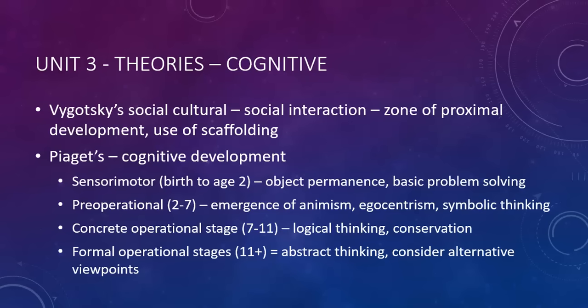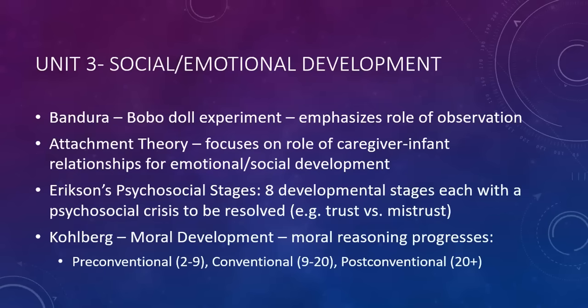Another researcher in this field is Piaget, dealing with cognitive development, so the sensorimotor stage, birth to age 2. So you're talking about things like object permanence and basic problem-solving skills. And then between 2 and 7, the preoperational stage, that's where you're going to see the emergence of egocentrism, animism, and symbolic thinking. Concrete operational stage, 7 to 11, logical thinking and conservation. And then by the time you hit 11, in this fourth stage, you're really focusing on abstract thinking, also even incorporating different viewpoints as well.